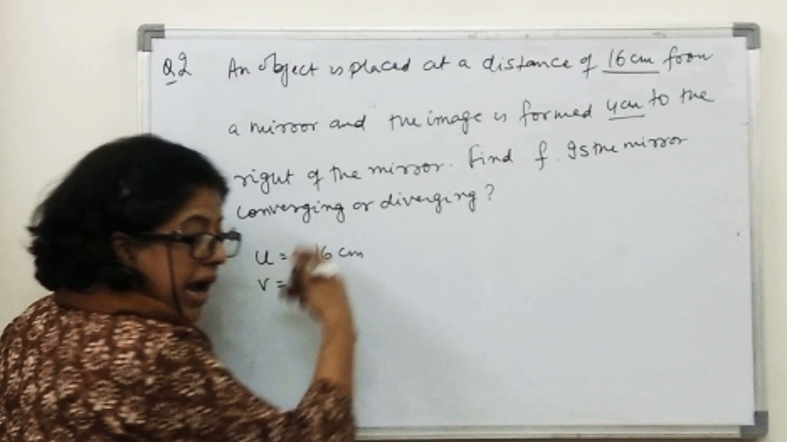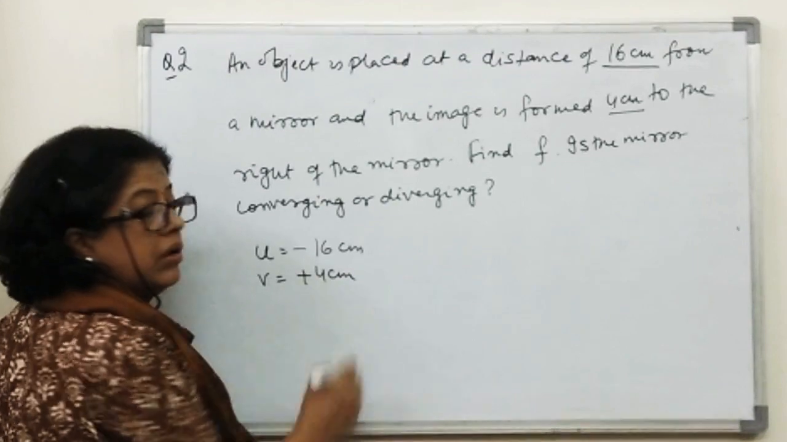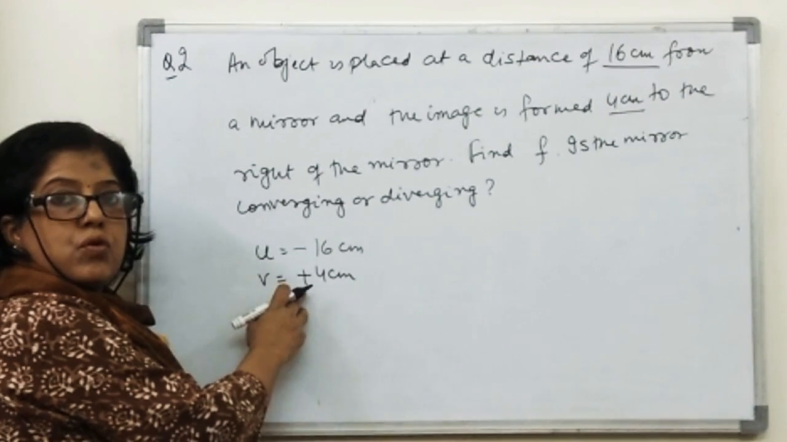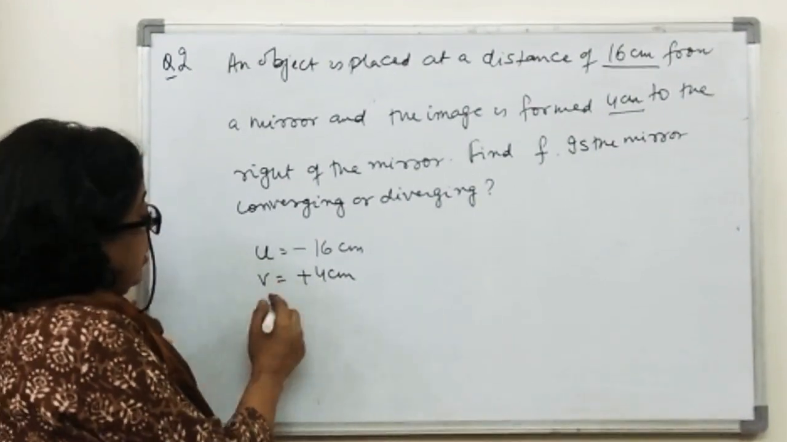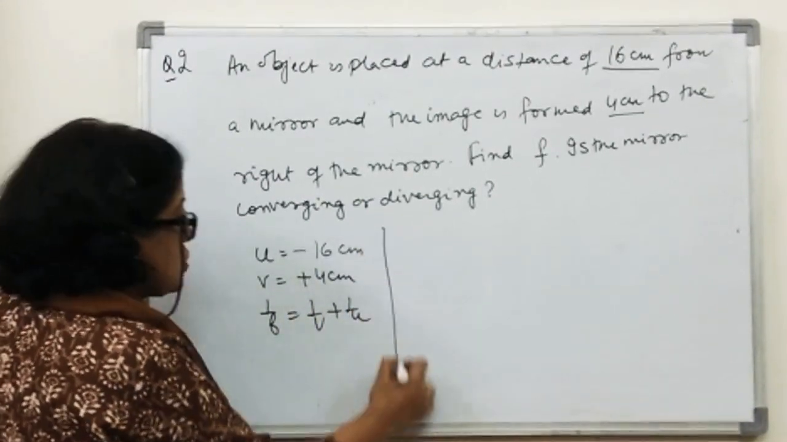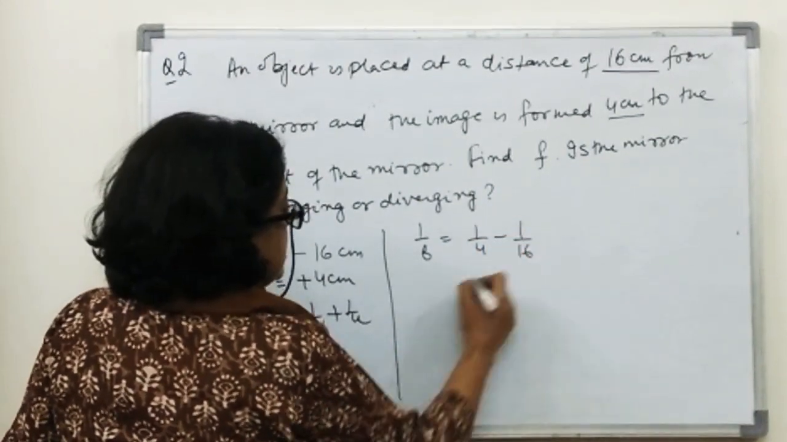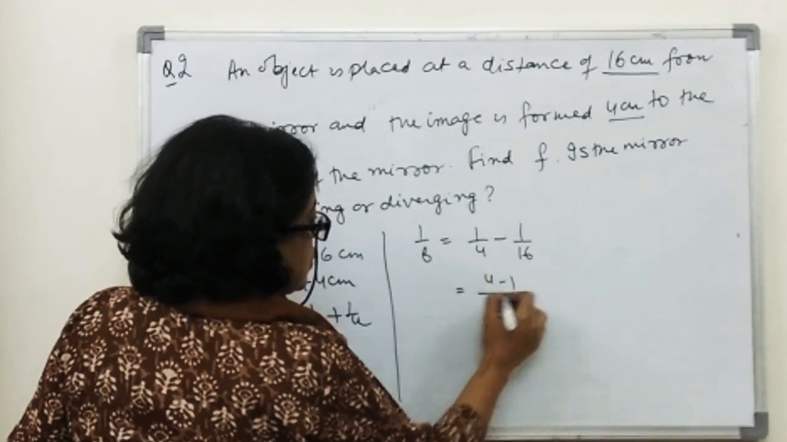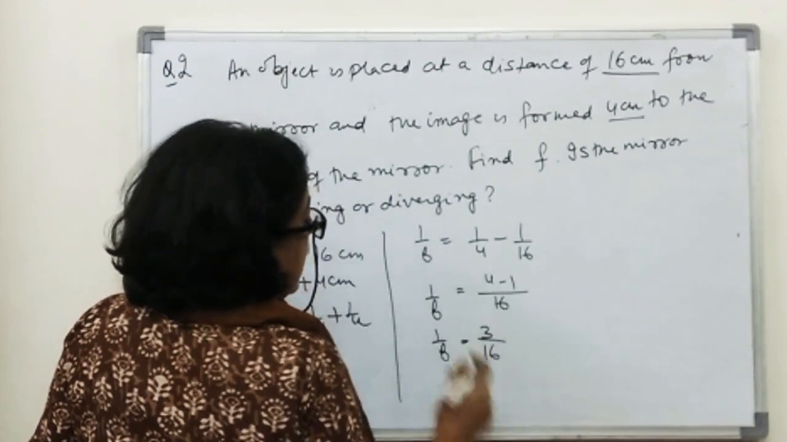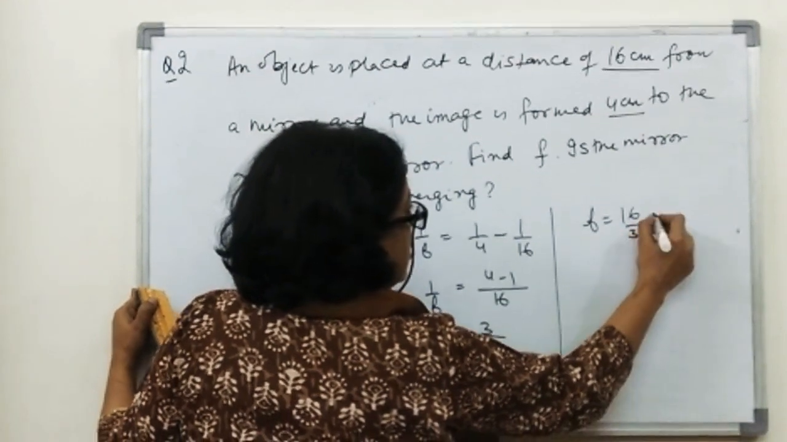v will be behind the mirror, it's written. That means v will be plus 4 centimeter. Fine. Behind the mirror means it is the virtual image. So v will be plus 4 centimeters. Okay. We have to find f. So 1 by f is 1 by v plus 1 by u. We'll write 1 by 4 minus 1 by 16. 16, 4 minus 1 is 1 by f. So 1 by f is 3 by 16. And f is therefore 16 by 3 centimeter.